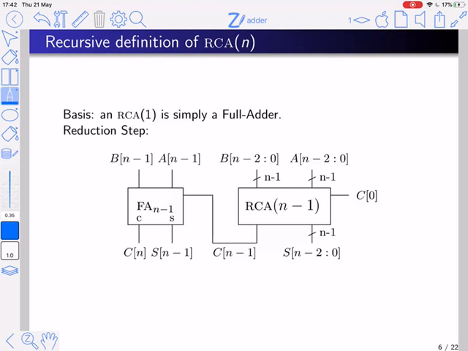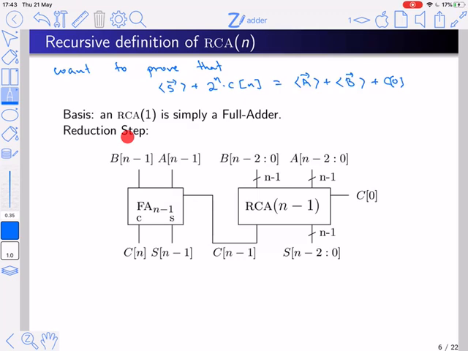Okay, we want to prove that the RCA is correct, namely that it performs addition. Namely, we want to prove that S plus 2 to the power of n times Cn equals A plus B plus C0. We prove this by induction on n. The induction basis for n equals 1: well, our RCA is simply a full adder, and we already showed that a full adder performs addition of 1 bit.